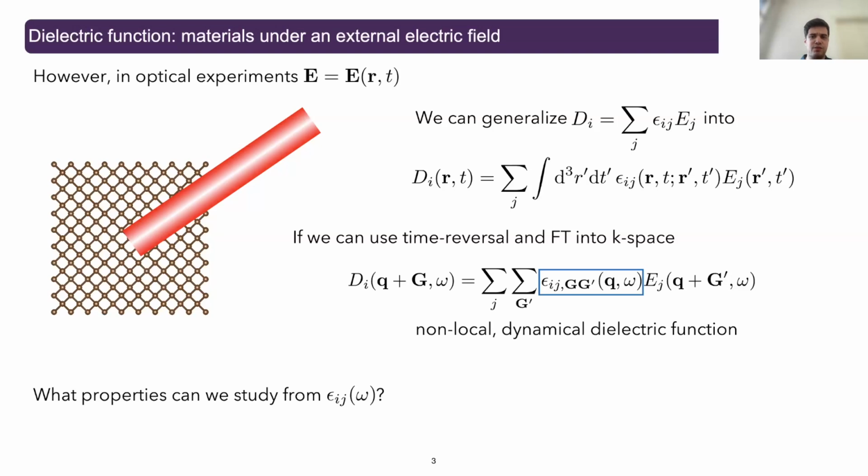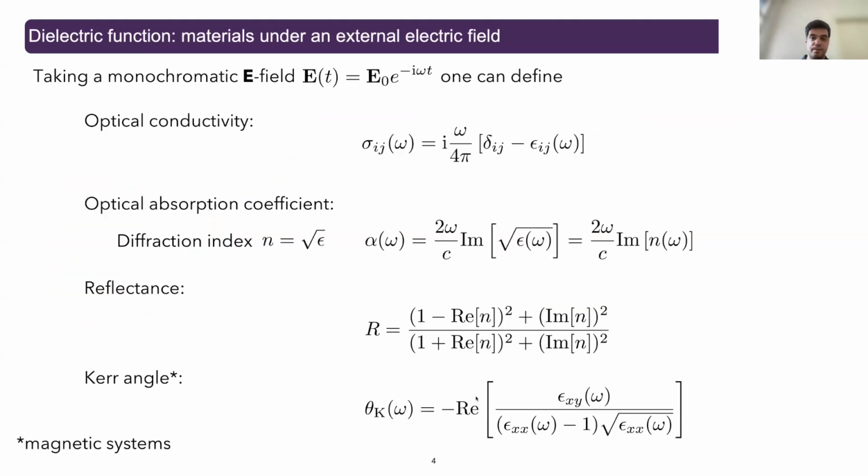If you apply a Fourier transform and change from real space to reciprocal space, and also if the system allows for time reversal, you arrive at the following relation between D and E, which are now linked by a non-local dynamical microscopic dielectric function. It is with this sort of considerations that we are going to deal in our talk, and we'll learn how to link the macroscopic quantities to microscopic ones. But first, we need to know what properties we can extract from epsilon, the macroscopic dielectric function.